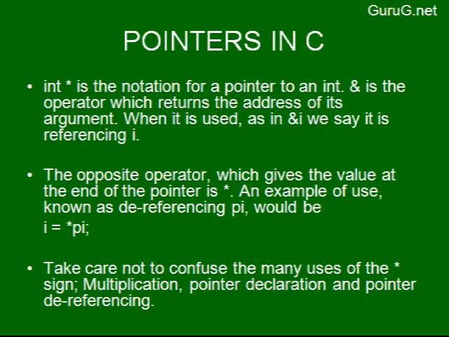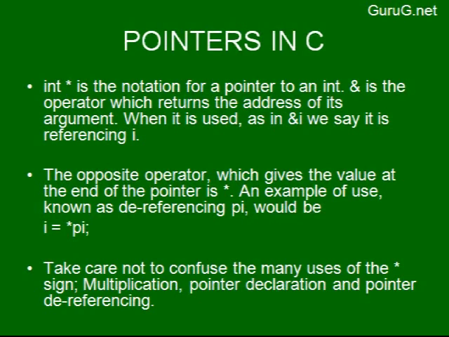Int star is the notation for a pointer to point to an integer. Ampersand is the operator which returns the address of its argument. When you use &i, we call it a reference. I already said, for the variable you will be using one more reference for the variable name.